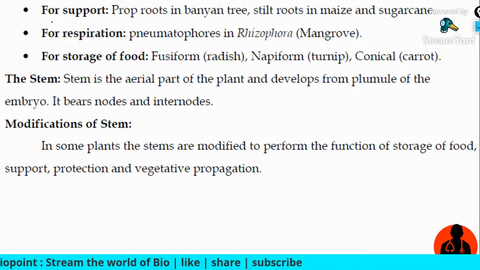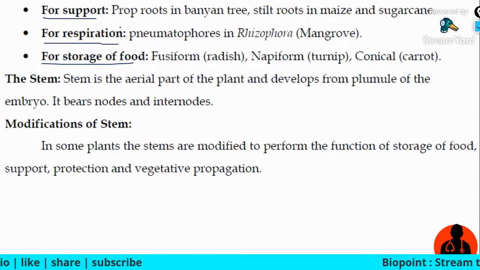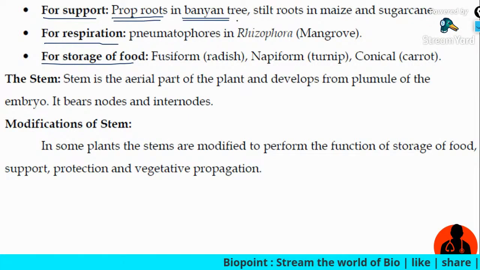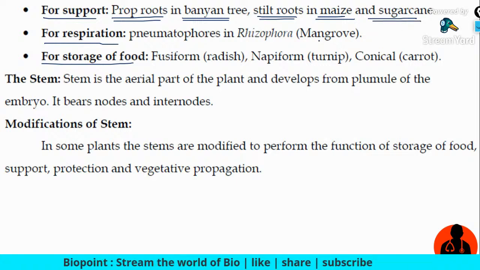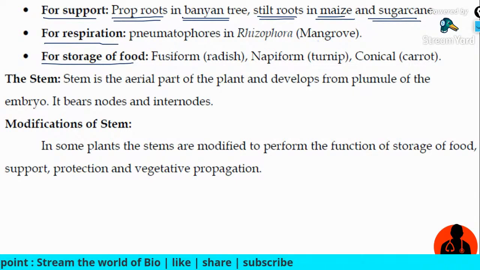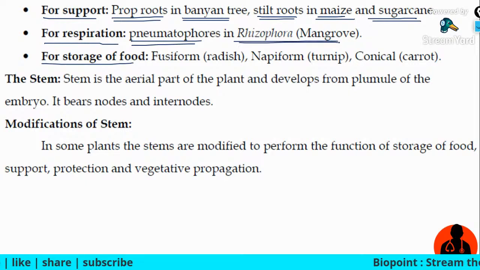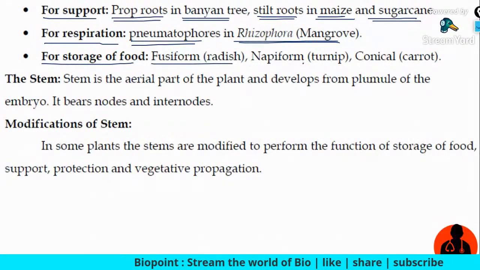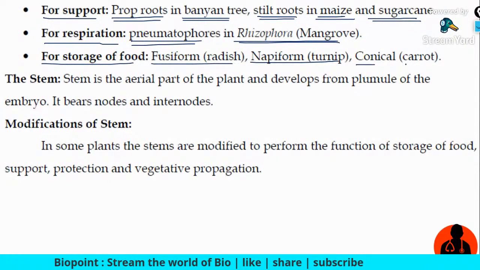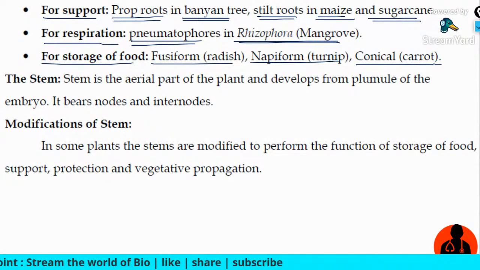For storage, for support, and for respiration. For support, you have prop roots in banyan tree and stilt roots in maize and sugarcane. For respiration, you have pneumatophores in Rhizophora, mangroves growing in marshy areas. For storage of food, you have fusiform radish, napiform turnip, and conical carrot. Clear?